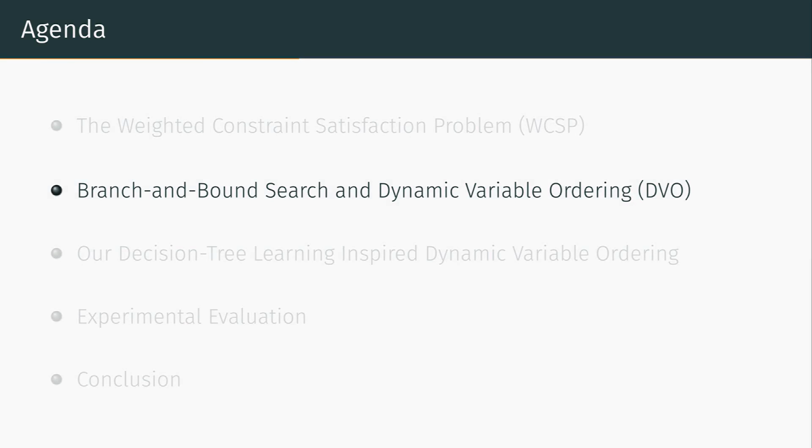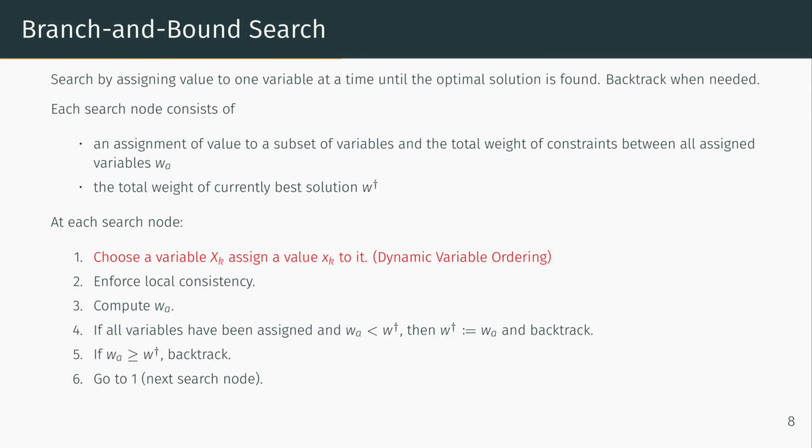Now let's talk about branch and bound search and the dynamic variable ordering. So how does branch and bound search work in the context of WCSP? It searches by assigning a value to one variable at a time until the optimal solution is found, and it will backtrack when needed.